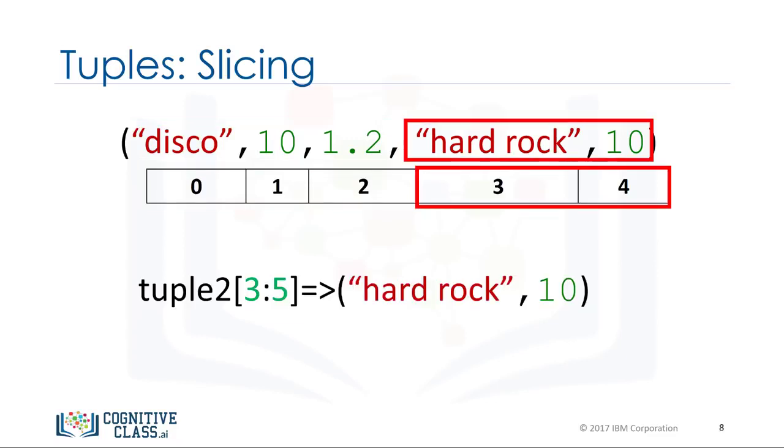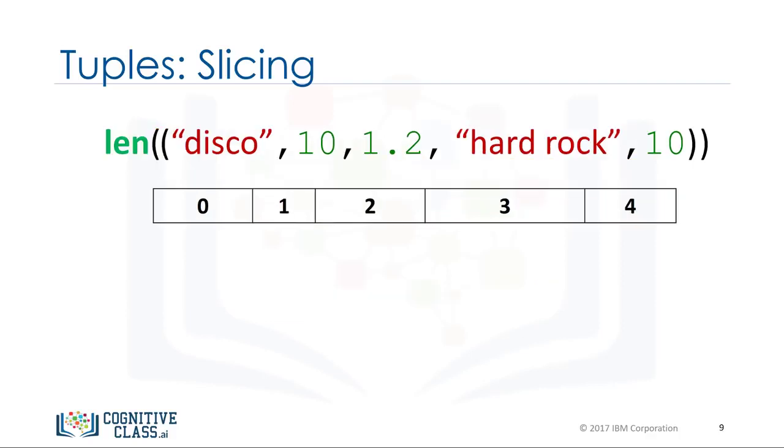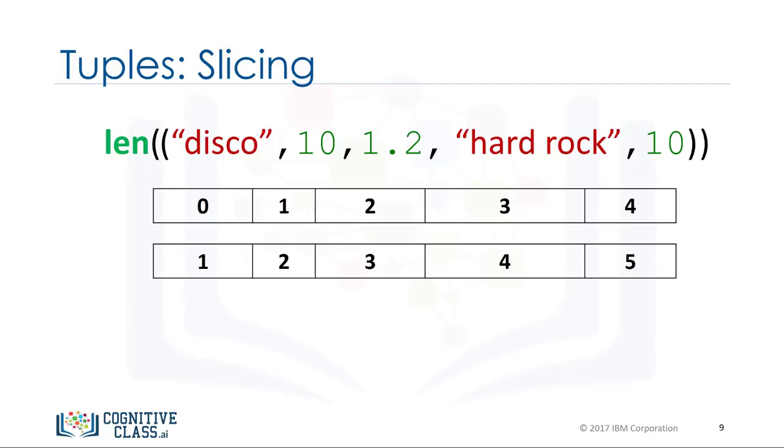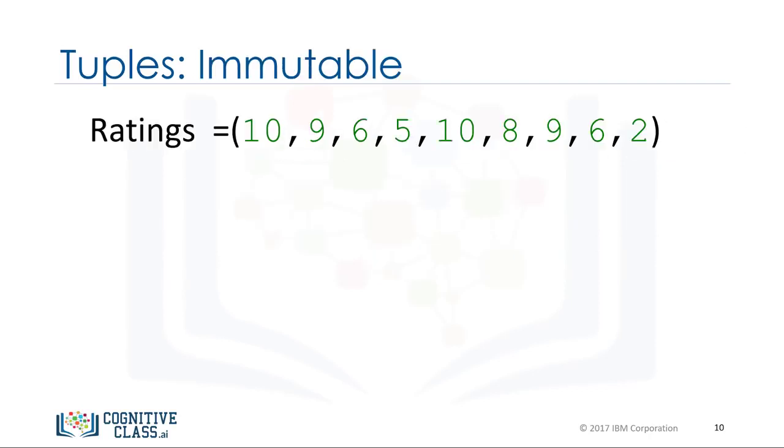Similarly, if we want the last 2 elements, we use the following command. Notice how the last index is 1 larger than the length of the tuple? We can use the len command to obtain the length of a tuple. As there are 5 elements, the result is 5. Tuples are immutable, which means we can't change them.